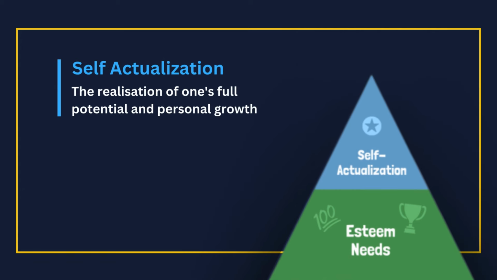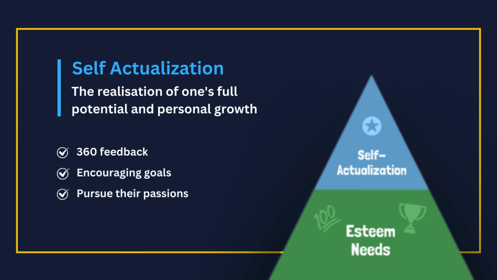In the final stage, we look at self-actualization, which is the realization of one's full potential and personal growth. You can use the 360 feedback model as a way to understand personal strengths and weaknesses. At this stage, you should also be encouraging goals, helping your team pursue their passions and exploring their creativity.